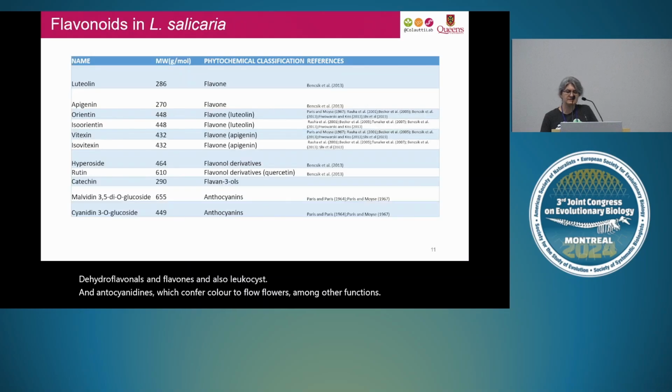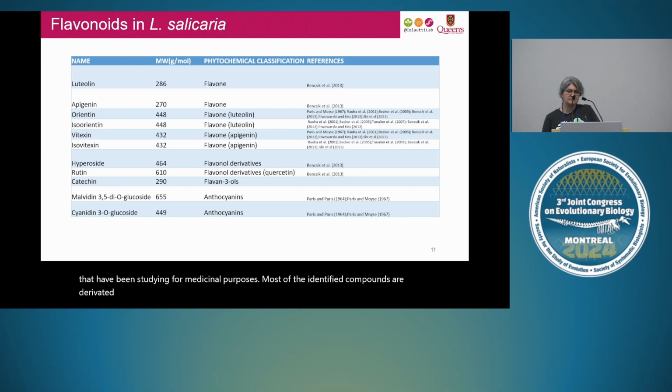And here is a list of flavonoids found in Lythrum salicaria that are reported in the literature that have been studied for medicinal purposes. Most of the identified compounds are derived from the flavones luteolin and apigenin, but many had not been characterized. None of the enzymes in the flavonoid metabolic pathways have been identified or characterized either, which motivated us to explore the genetics of these pathways by analyzing the transcriptome of some of the plants growing in a common garden experiment.